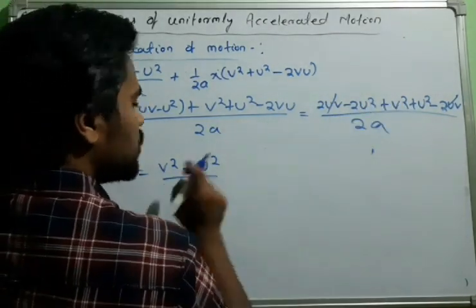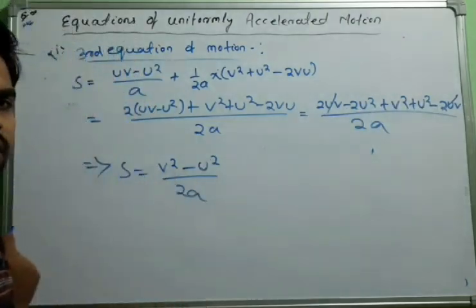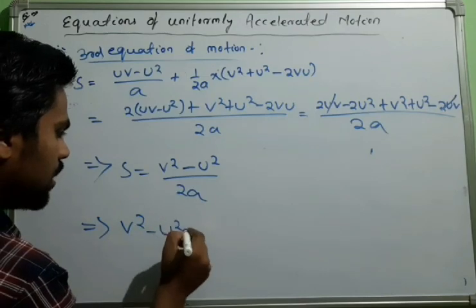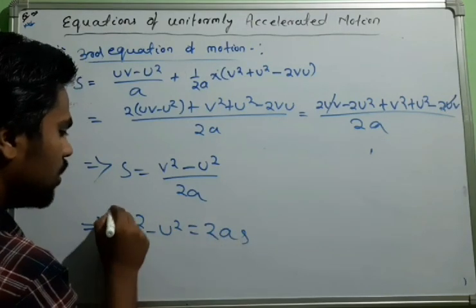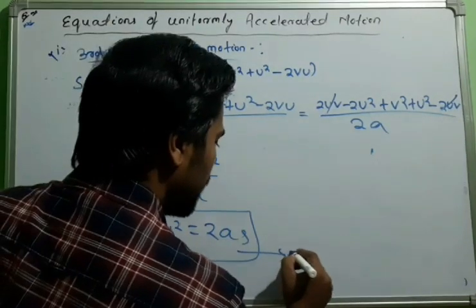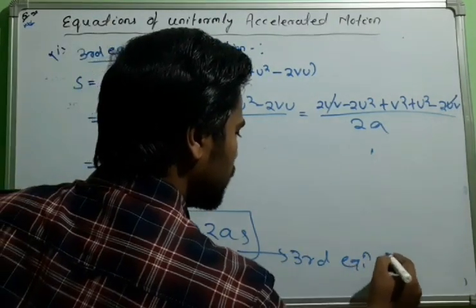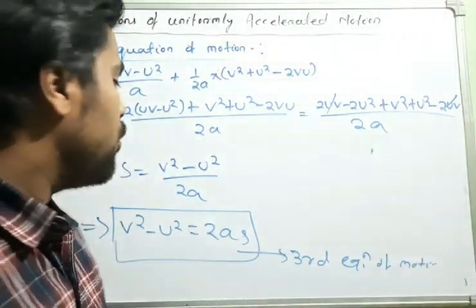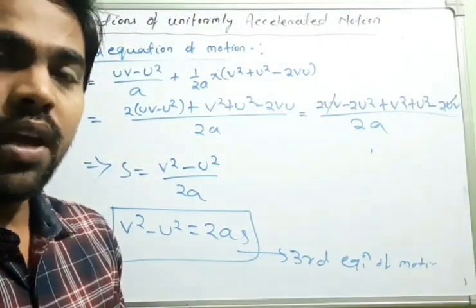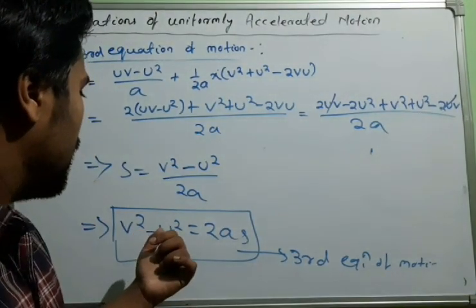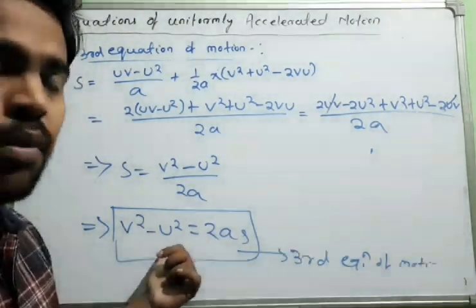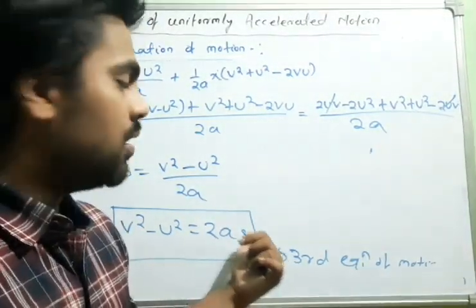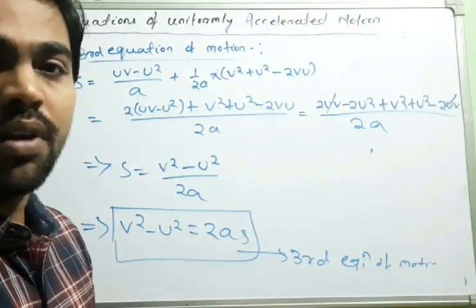Clear or not? V square, minus 2U square plus U square is equal to minus U square. Now cross multiply to each other: V square minus U square is equal to 2AS. This is the third equation of motion. Students, it may be asked in your exam how to derive V square minus U square is equal to 2AS. That means you can calculate either initial velocity U, final velocity V, acceleration or distance traveled in this equation.